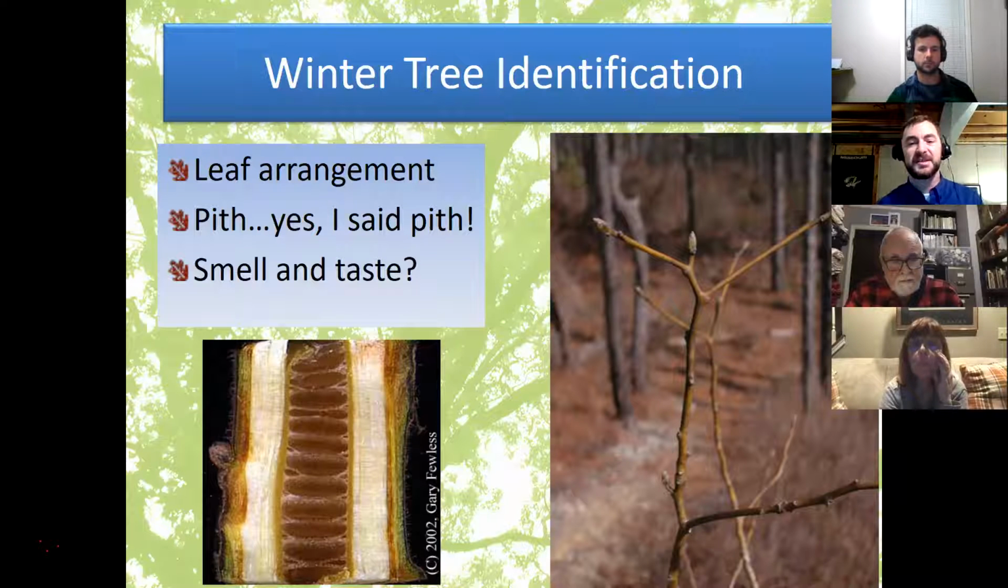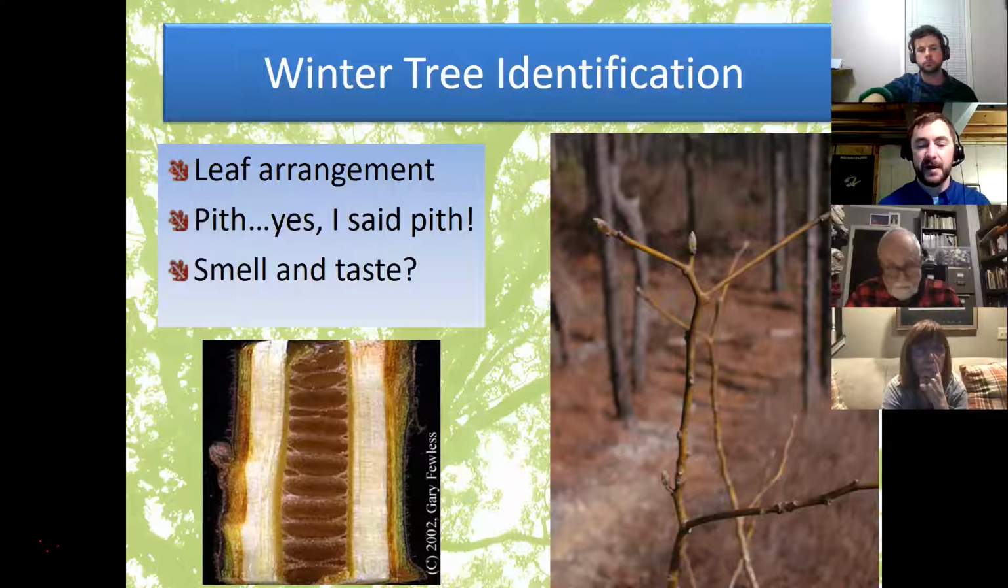Sassafras not only has a distinct smell to the leaves when you crush them, some say it smells like Fruit Loops cereal, but the twig, a lot of folks, myself included, like to break a little twig off when I'm walking and chew on it for a little while when walking through the woods, because it has a very distinct taste, and it's not a bad taste, but there's really nothing else like it.